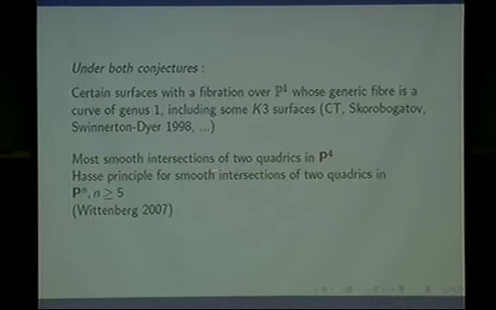Okay, and also under these two conjectures, you can prove that for most smooth intersections of 2 quadrics in P4, the Brauer-Manin condition is enough to guarantee rational points. And in fact, you can prove a very simple statement under both conjectures: that the Hasse principle holds for smooth intersections of 2 quadrics in Pn for n at least 5. You should compare with what we've achieved before. Unconditionally, we have n at least 8. So the conjecture is that the Hasse principle, local solutions everywhere implies a global solution, should hold as soon as n is at least 5, so at least 6 variables for 2 quadratic forms. And Wittenberg proved this in his thesis.